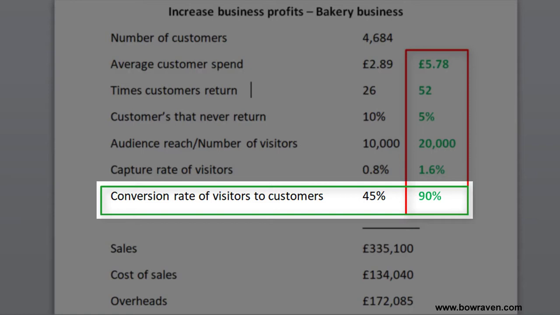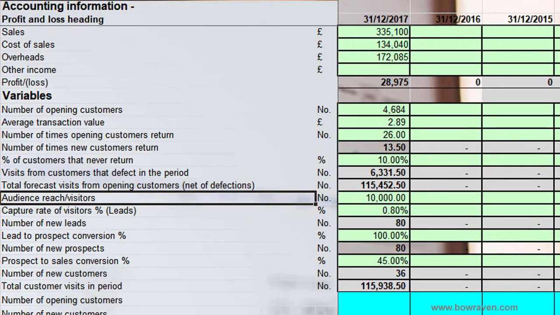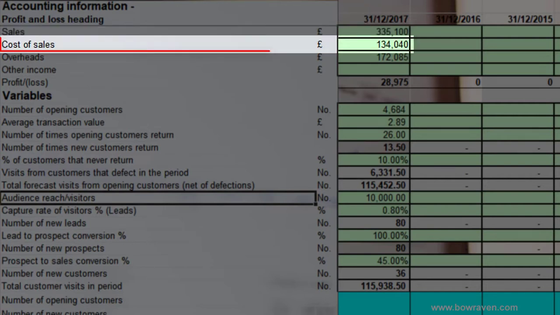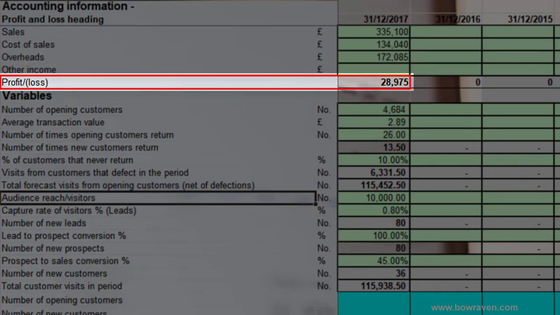And those 10% may be people that weren't really interested in any case. So now what I'm going to do is jump across to a piece of software called Increased Profit Software, where I've plugged all those numbers in. You'll see at the top our sales of 335,100, cost of sales and so on. At this point, this bakery business is making £28,975, which is livable, but it's not a huge amount of money.